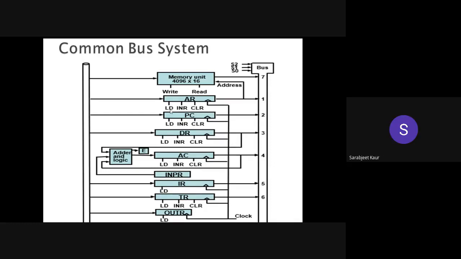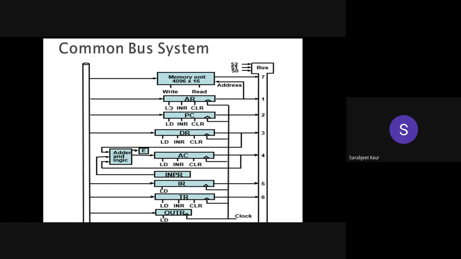Similarly, there are three inputs that you will find attached to most of these registers, which happen to be AR, PC, DR, AC, and the TR. Now, what are these inputs? Let's please see. The first of these control inputs is load.